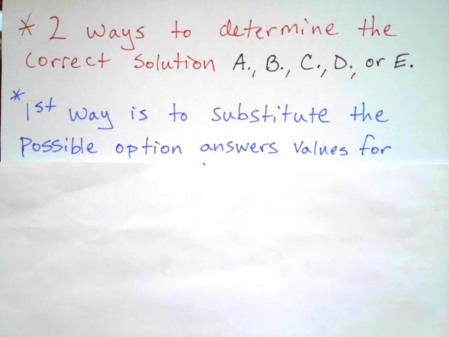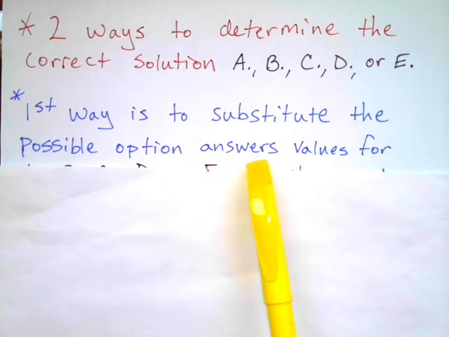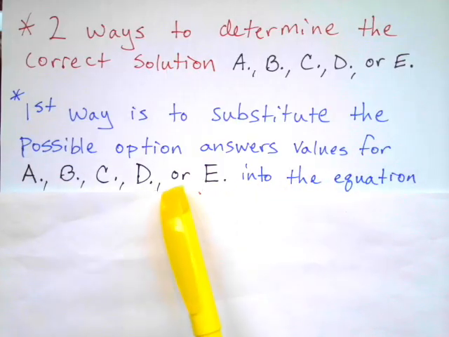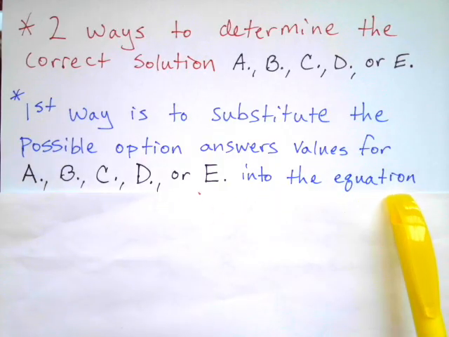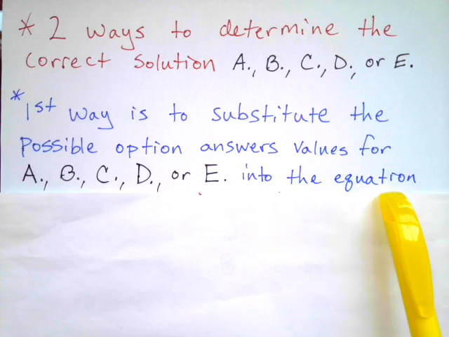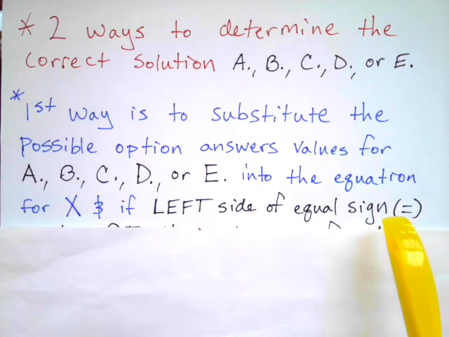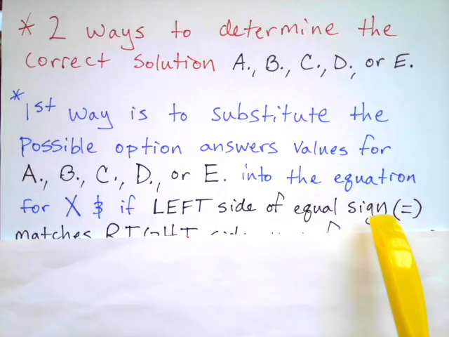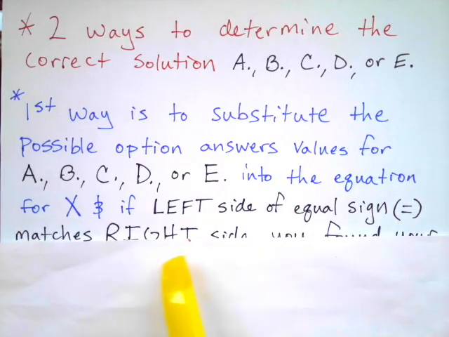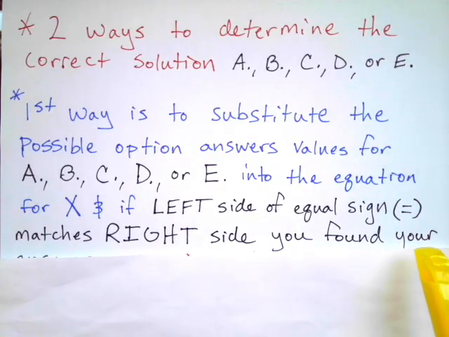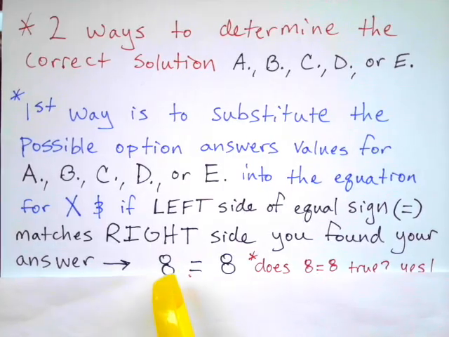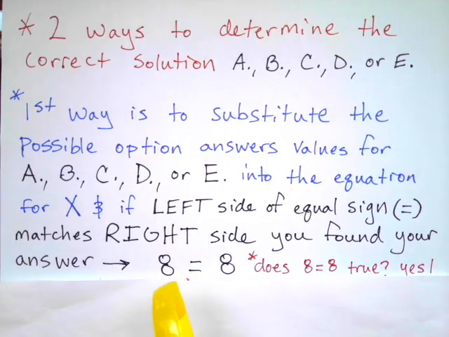The first way is to use substitution. Those are the possible options or answers for the values for A, B, C, D, and E. Basically, you substitute the values for A into the equation for x. And when one side of the equation equals the other side, right? The left side of the equal sign matches up with the right side of the equal sign, you found your answer. For example, if you substitute a value for x and 8 equals 8 on both sides of the equation, does 8 equal 8? Is that true?